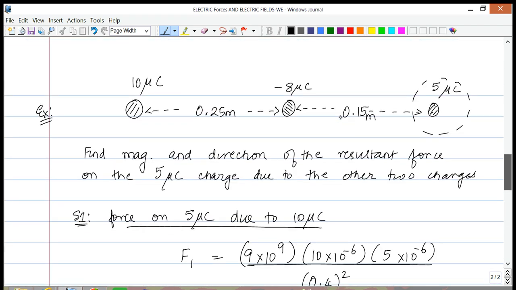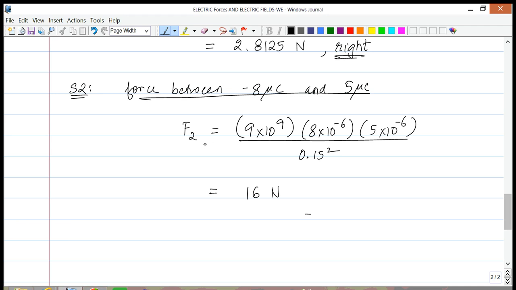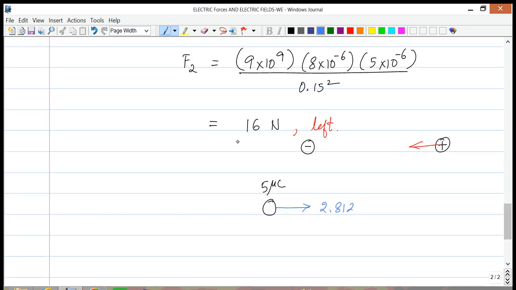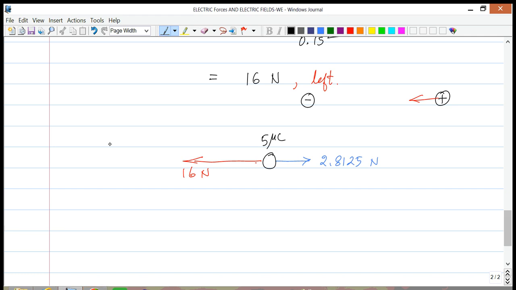Now let's again figure out the direction of the force. The 8 is negative, and the 5 is positive, and the negative attracts the positive, so the 5 will be pulled to the left. Okay, great. Now that we have our individual forces, let's figure out the net force. If we look at the 5 microcoulomb, there is a force pushing it to the right with a magnitude of 2.8125 newtons, and a force pulling it to the left with a magnitude of 16 newtons. The answer is very simple. The net force is equal to 16 minus 2.8125, which is about 13.1875 newtons, pointing to the left.